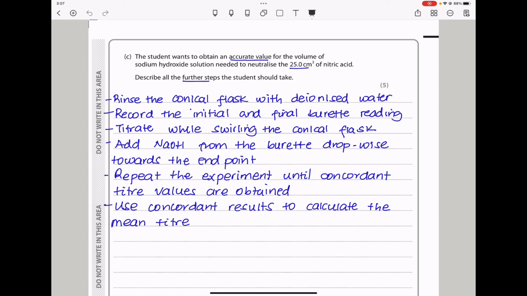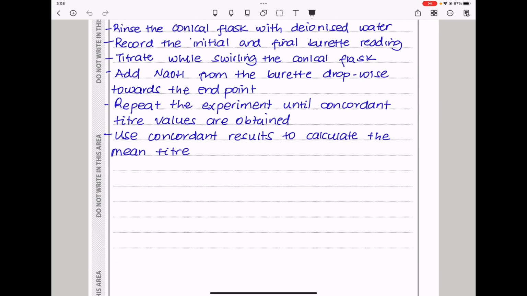During the titration, they should add while swirling the conical flask. Also, they need to add sodium hydroxide from the burette dropwise when they are approaching the endpoint. They need to repeat the experiment until concordant titer values are obtained, and then they need to use those concordant results in order to calculate the mean titer.